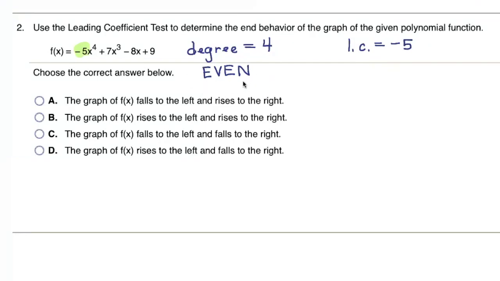Because this is an even degree polynomial, the ends need to go in the same direction. So the ends will either both point up or both point down. I can immediately eliminate choice A, and I can eliminate choice D, because both of these have ends going in opposite directions. So I'm left to choose between either both ends are rising or both ends are falling. When you have a negative leading coefficient, like we saw with quadratic functions, both ends are going to be pointing down. Therefore, we would not choose B. The correct answer is C.